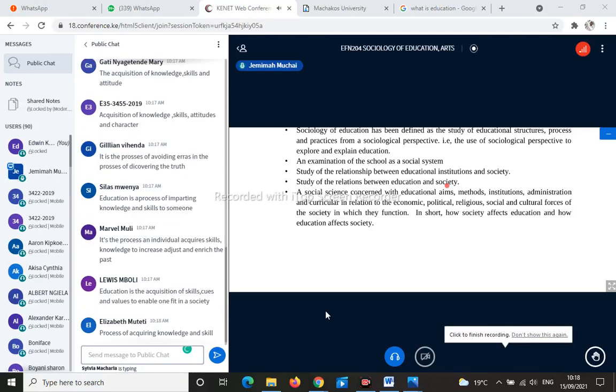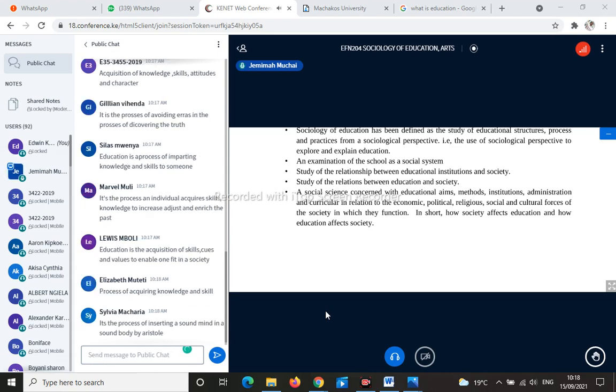How is it related with the society? It is related with society because most of the knowledge, the skills, the values you learn are from the society, and they are usually passed on to the learner. A learner is somebody who has not been socialized, and they are being socialized. Now, as they are being socialized, they are being educated to fit in this society.